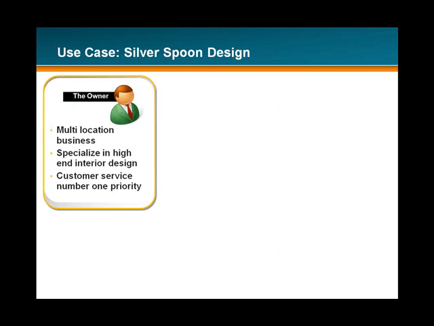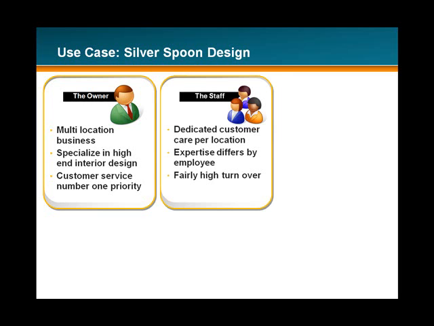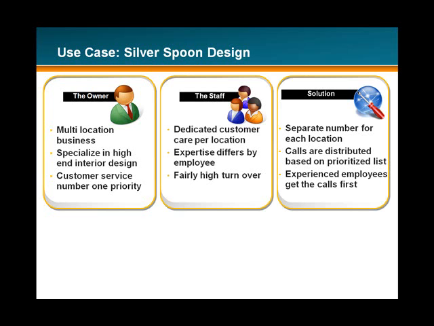Our next example is Silver Spoon Design, a multi-location regional chain where customer service is everything. There is a small but dedicated customer service group per retail location. The level of knowledge varies greatly between the agents, and the turnover can be fairly high. Silver Spoon has assigned a virtual phone number for each of the 4 hunt groups, one for each retail location.